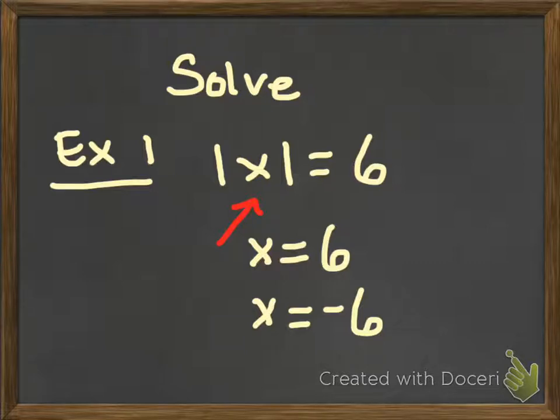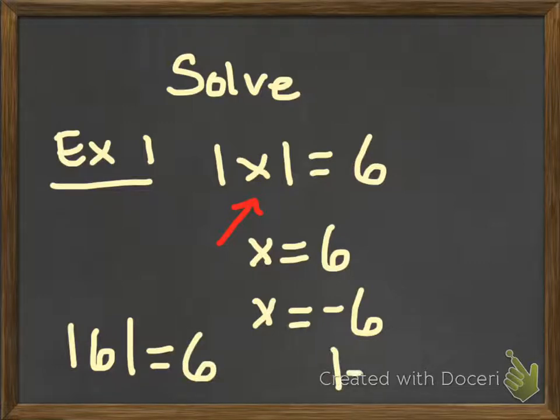Okay, let's check that. The absolute value of 6 is 6. The absolute value of -6 is also 6. Remember that absolute value is positive because it's the distance from the number to 0. So how many spaces that number is away from 0. So 6 is 6 spaces away from 0, and -6 is also 6 spaces away from 0.